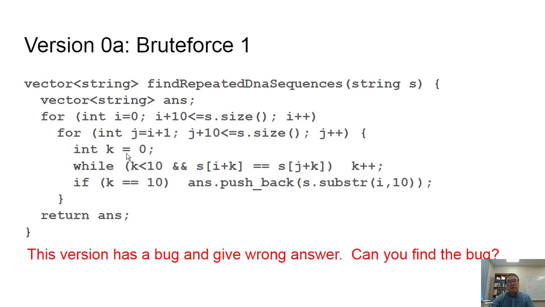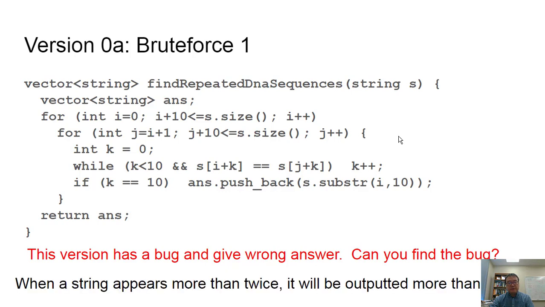So start from 0. If k goes to 0, that means everything I look at is the same. That means this string appears twice, and I just add this substring to the answer. So can you find the bug? I assume you already found it. I think most of you probably found it fairly easily.